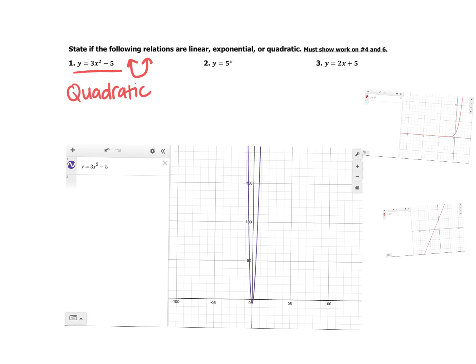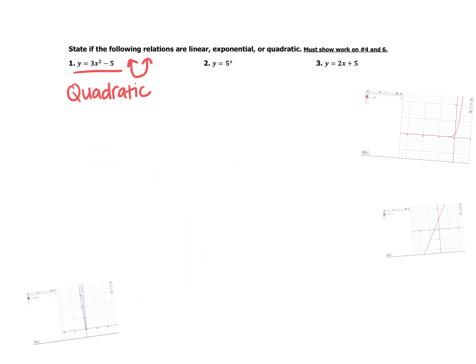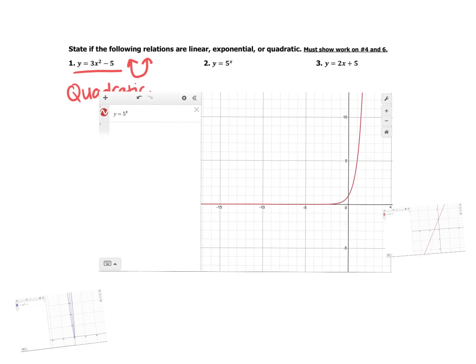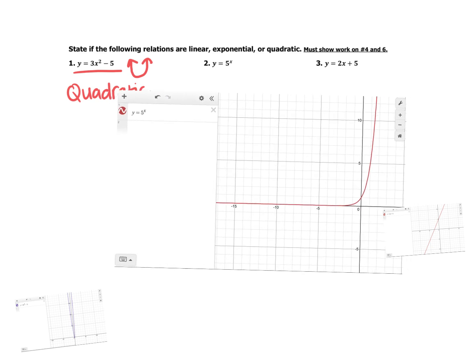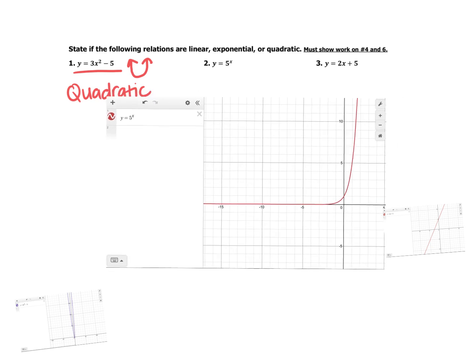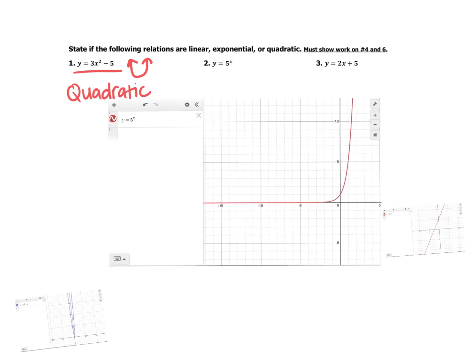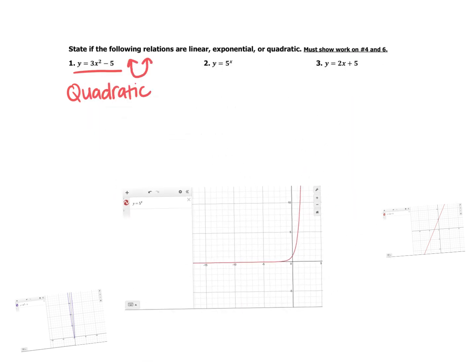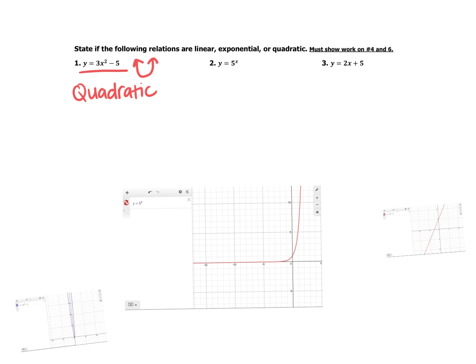So then let's look at number 2. We'll type number 2 into Desmos: y equals 5 to the x power. When I type this into Desmos, it looks like we are starting as a flat line, and then it quickly turns and goes up. So that type of graph is an exponential, where the graphs look like they grow exponentially or decay exponentially.